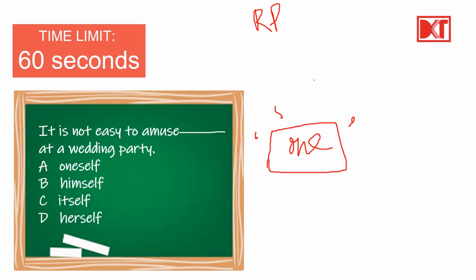Let me give you an example. We can say one should be honest, one should not lie, one should maintain hygiene. So "one" means generally everyone should do this. So here it is one. "It is not easy to amuse dash at a wedding party." This is a general statement, that it is not easy to amuse oneself at a party, at a wedding party. All right?